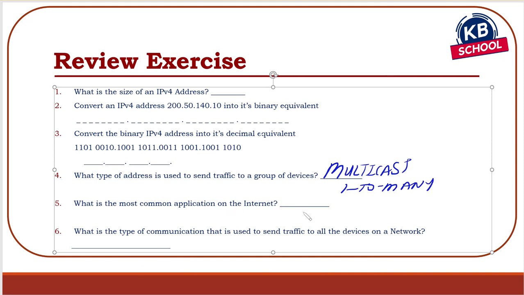What is the most common application on the internet? Most common application in the sense of multicast, unicast, or broadcast, as I told you. Unicast. What is the type of communication that is used to send traffic to all devices on a network? It's a directed broadcast. The reason it's a directed broadcast, not an all network broadcast, is because it says all devices on a network. So if it had said all networks, it would have been 255.255.255.255, which is known as the all network broadcast.